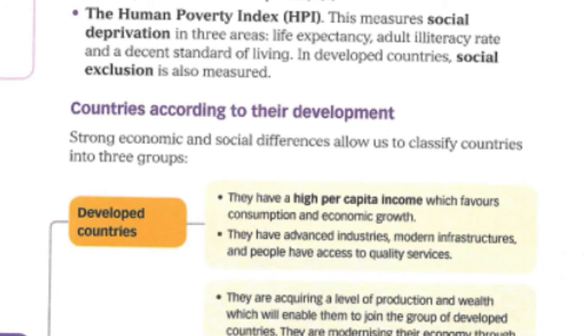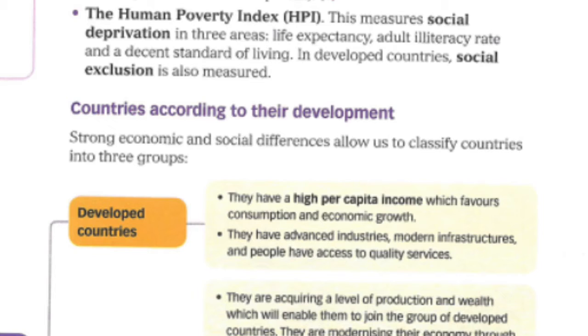The second index we use to gauge human development is called the Human Poverty Index, HPI. This measures social deprivation in 3 areas: life expectancy, adult illiteracy rate, and a decent standard of living. In developed countries, social exclusion is also measured.